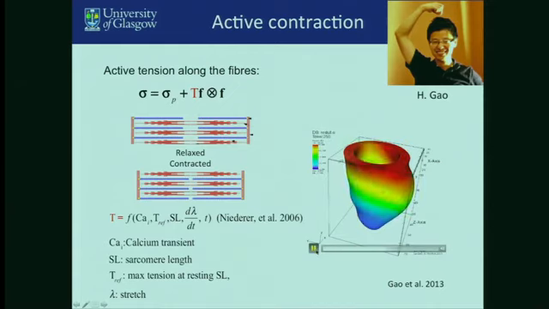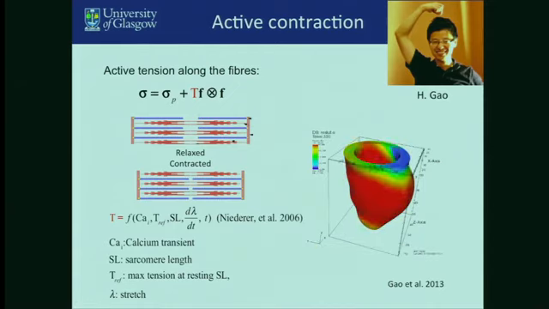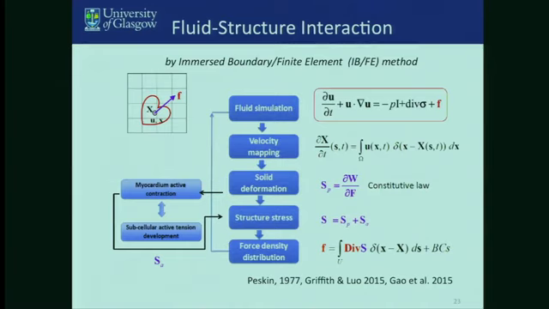But if you do want to also model the sequential contractility, then you, in addition, need to solve the advection diffusion equation, which makes the computation a lot longer. But depending on your question, whether you want to study mechanics or the electrical behavior of the heart. So how do we solve the fluid-structure interaction?